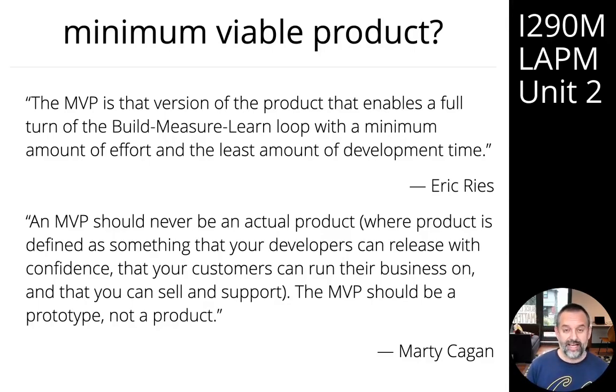And he said, I could have gathered that information by simply building a static HTML page with a download link that took you to a 404 page and noticing that nobody got the 404 page. That would have given me the same amount of information as building the prototype. So this is the context in which he introduces the MVP. Marty Cagan says an MVP should never be an actual product, where product is defined as something that your developers can release with confidence, that your customers can run their business on, and that you can sell and support. The MVP should be a prototype, not a product.